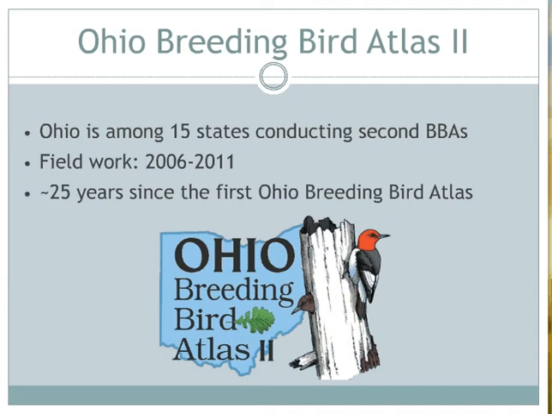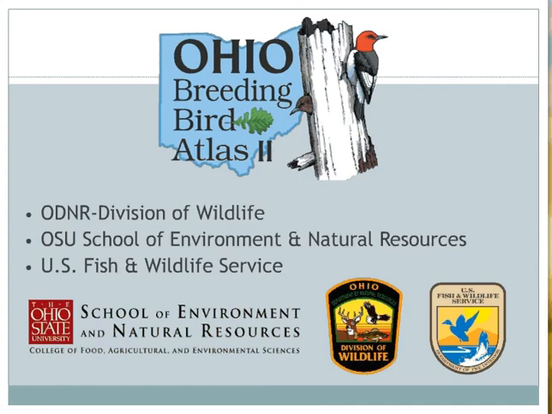Ohio is among 15 states in North America conducting second Breeding Bird Atlases. The field work for the project ran 2006 through 2011, representing approximately a 25-year time period between each of those. The project was almost entirely funded by the Ohio Division of Wildlife. They've been a huge support throughout this whole thing. It's housed and operated here out of Ohio State University in the School of Environment and Natural Resources. And we also had some additional funding from the U.S. Fish and Wildlife Service to work on our abundance surveys, which I'll talk about in a little bit.